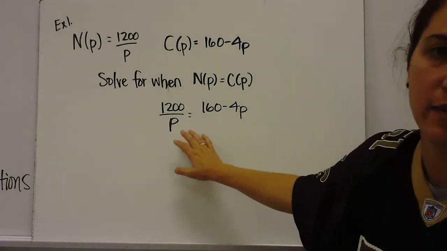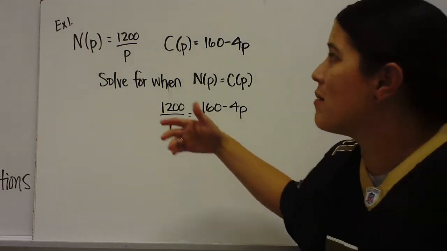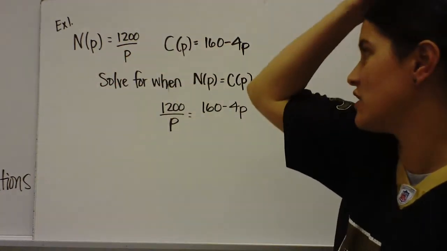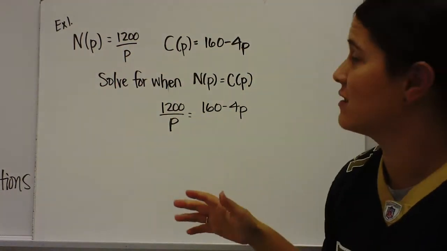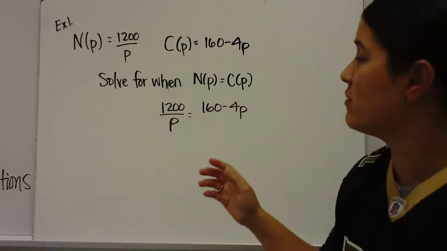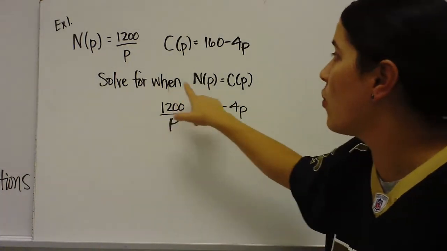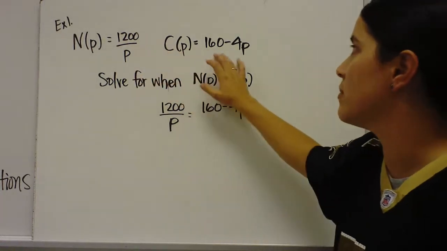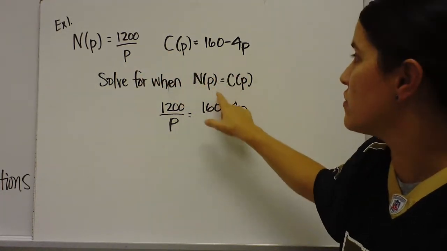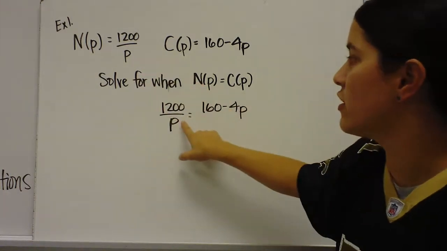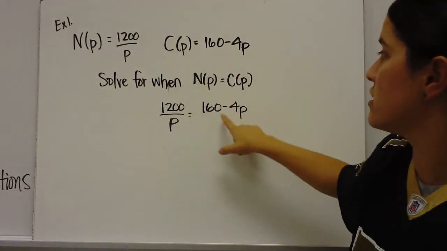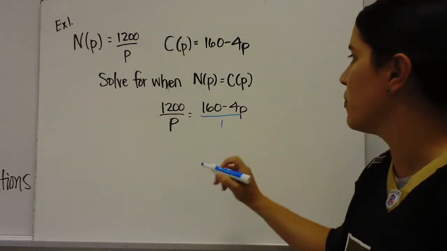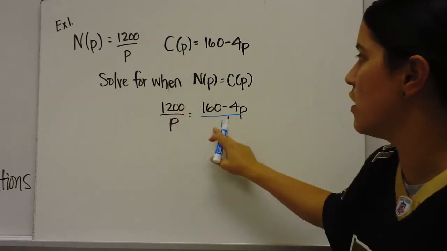Alright, so the first example was this long word problem about number of something and cost of something. I can't remember what P stands for, so I just decided to give you the basics. It's this whole word problem, and ultimately it wants to know when are these two going to be equal? When is this equation going to be equal to this equation? So you set them equal to each other. 1200 over P equals 160 minus 4P. Now again, you can look at this as if it were a proportion, and you're going to cross multiply.